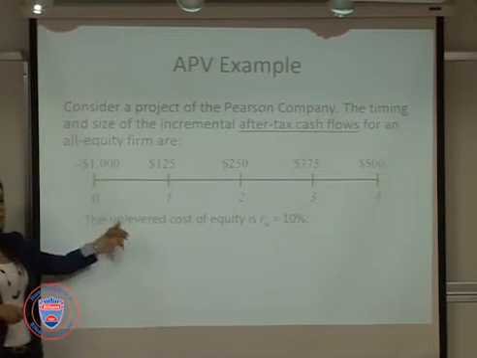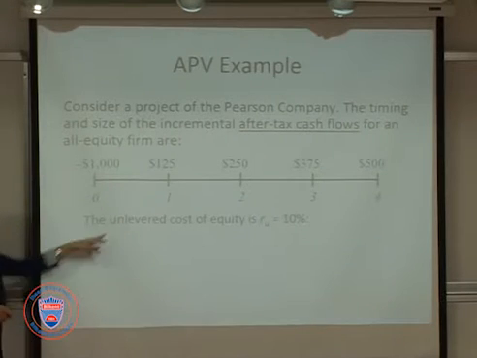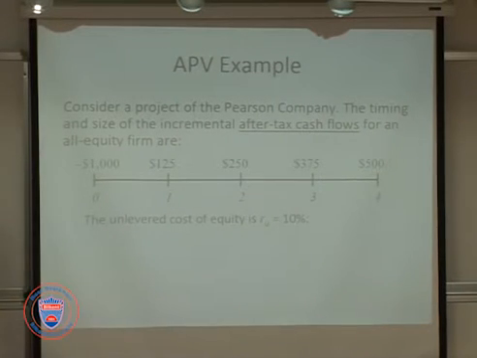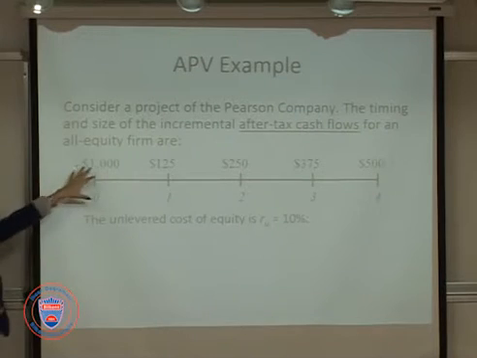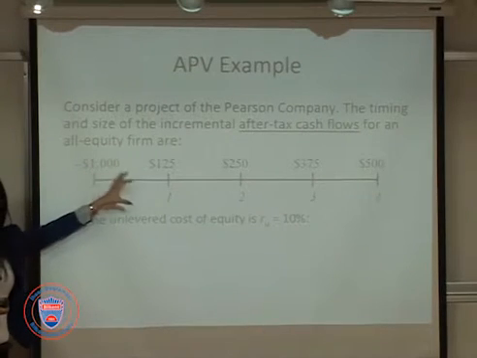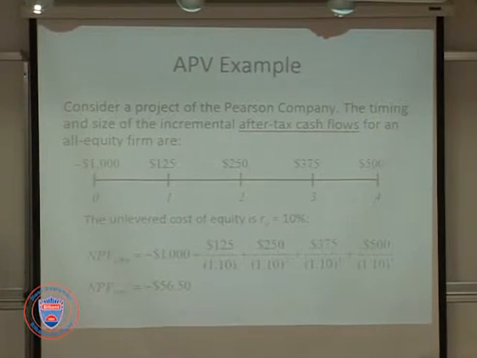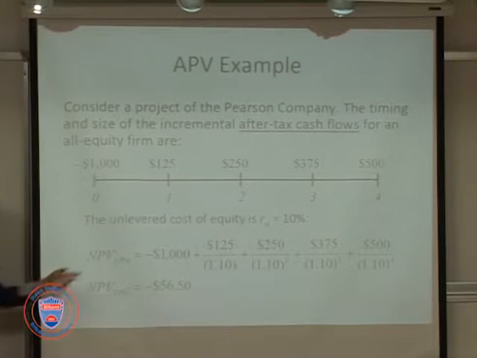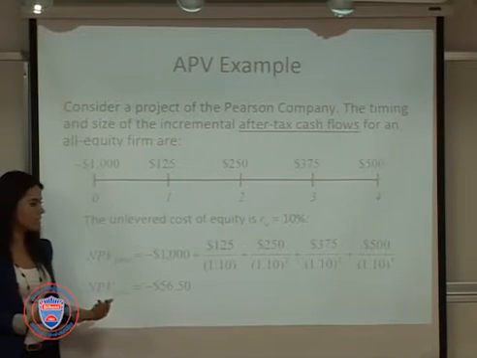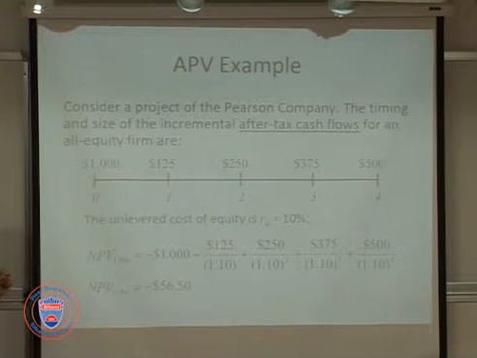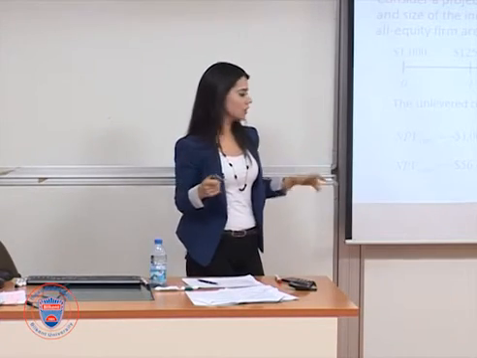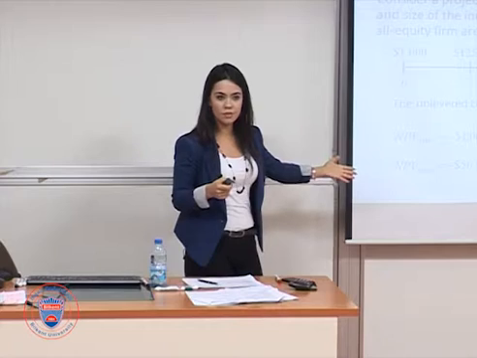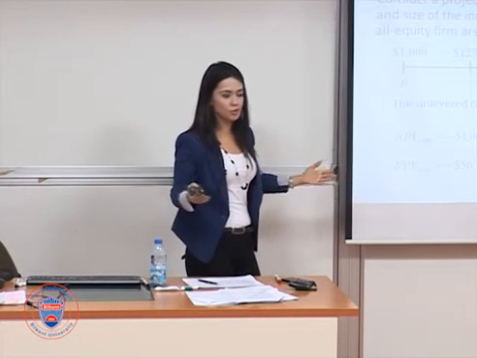Suppose that the cost of equity is 10%. This is the unlevered cost of equity. For NPV, it's fine because this is unlevered cash flow; there's no financing effect on this. So you calculate the NPV: minus 1,000 is the initial investment, then you discount all the future cash inflows. So the NPV is minus $56 million, whatever. Would you take this project? No, it's a negative NPV project.